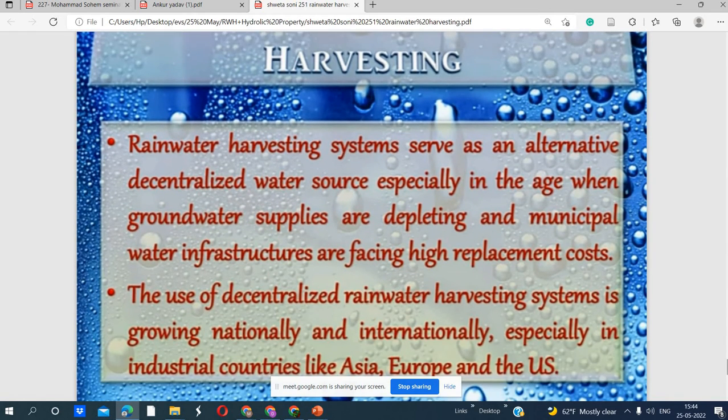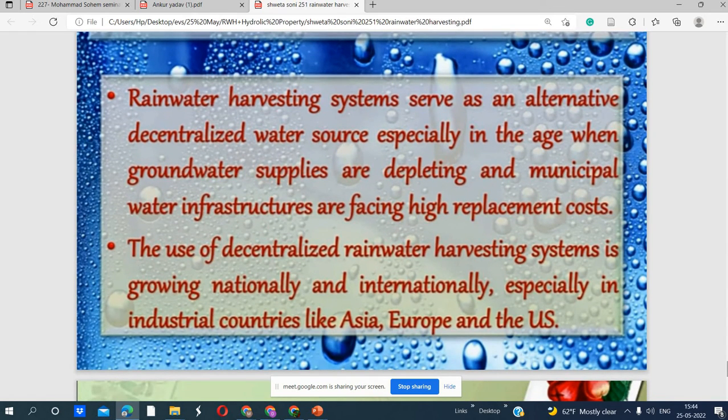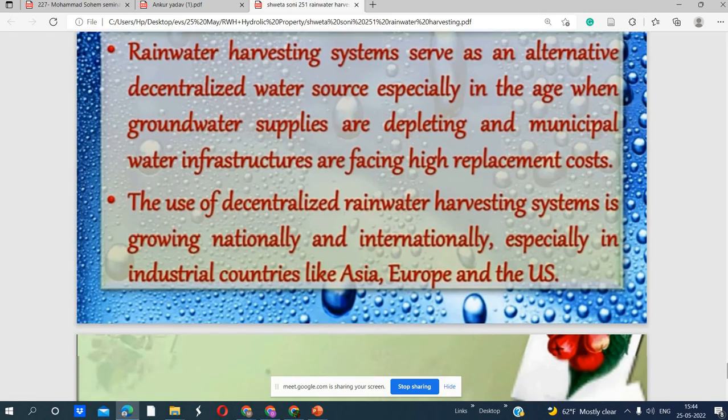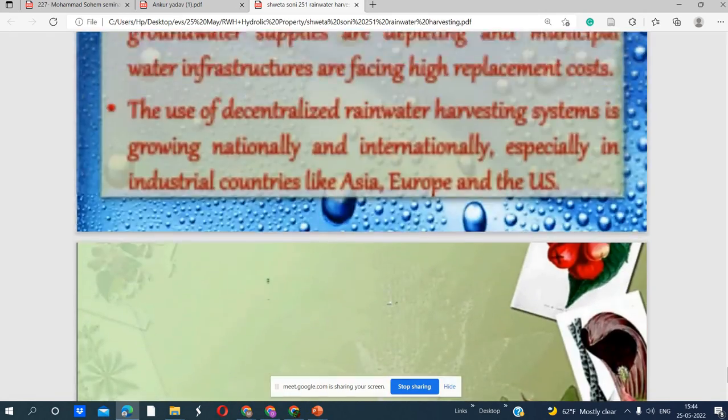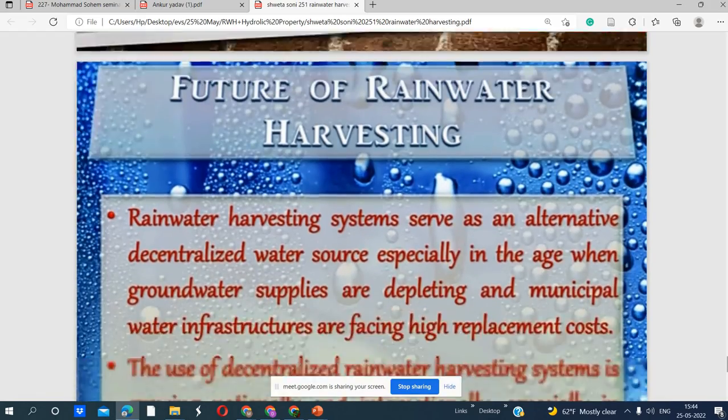So, the future of rainwater harvesting. Rainwater harvesting systems serve as an alternative decentralized water source, especially in the age when groundwater supplies are depleting and municipal water structures are facing high displacement costs. We can see that groundwater is not as good as before, and the water supplied by the government is also not very good to use on our daily basis. So this is the basic requirement of rainwater harvesting.